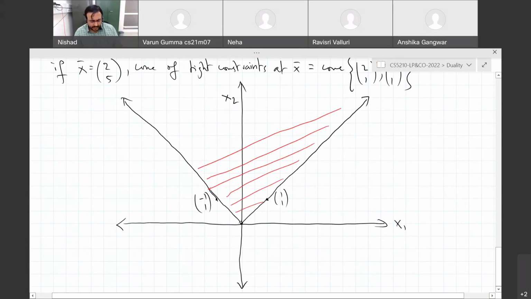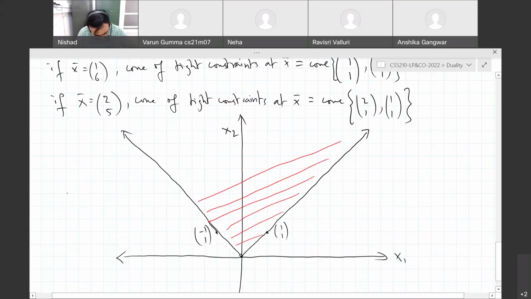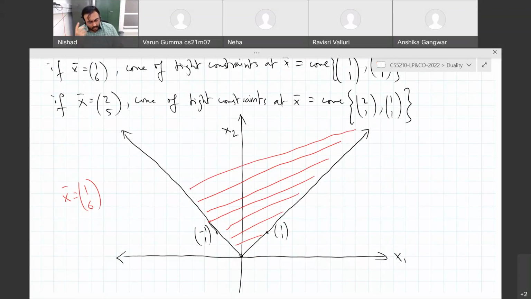And so what the theorem is saying is that if x bar is equal to 1, 6, then for all the objective functions that belong to this region, x bar will become an optimal solution. And for all other objective functions, x bar will not be an optimal solution. Notice that 0, 0 is in the cone of tight constraints, which makes sense because if your objective function is just 0, then every point should be an optimal solution, right? Because the objective function doesn't mean anything.